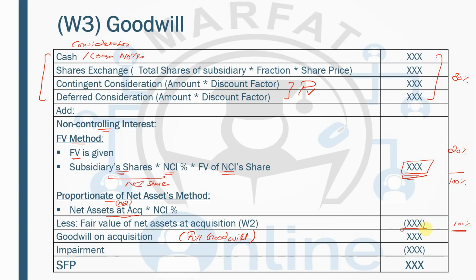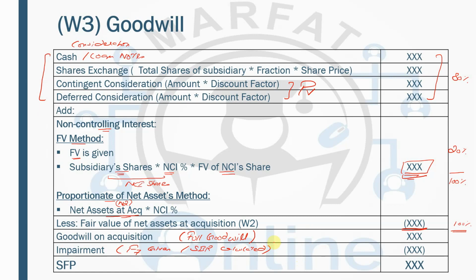So this is the goodwill on acquisition, and we have already studied that goodwill has an indefinite life, so it is going to be subject to impairment. So there will be impairment. Now in the F7 exam, impairment is given, and in the SPR exam, impairment needs to be calculated.